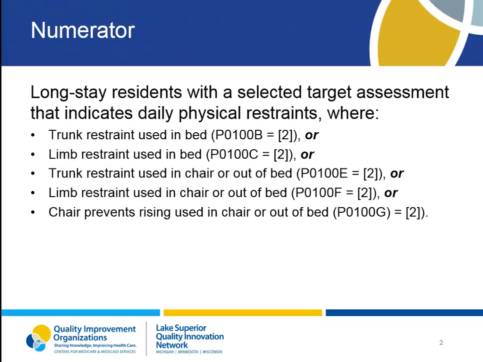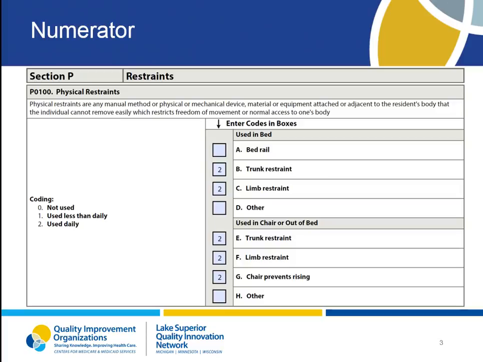The numerator for this measure is the number of long-stay residents with the selected target assessment that indicates daily physical restraints, where trunk restraints used in bed, which is P0100B, is coded as 2, or limb restraints used in bed, P0100C, is coded as 2, or trunk restraint used in chair or out of bed, P0100E, is coded as 2, or limb restraint used in the chair or out of bed, P0100F, is coded with 2, or finally, chair prevents rising used in chair or out of bed, P0100G, is coded as 2.